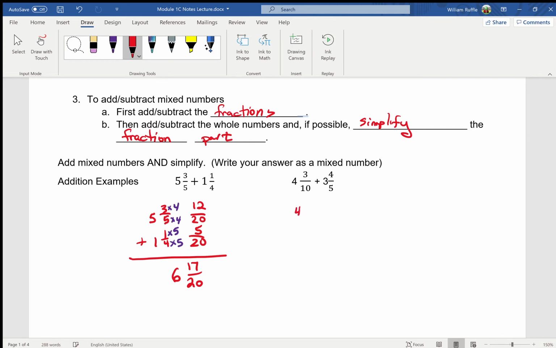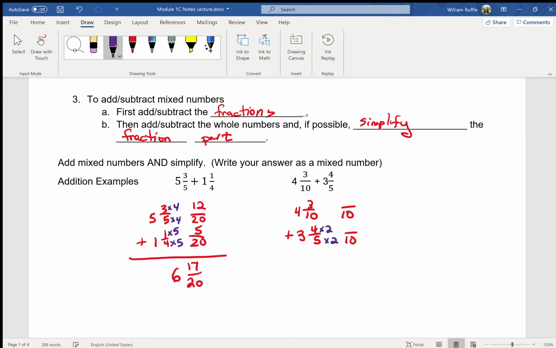This next one here, 4 3/10 plus 3 4/5. Now this common denominator is much better because 5 goes into 10. So really 10 is my lowest common denominator. Now I could have picked 50 and multiplied everything up there, but it just adds too much work to it. Let's always go for the lowest common denominator. So here I've got to multiply by 2.